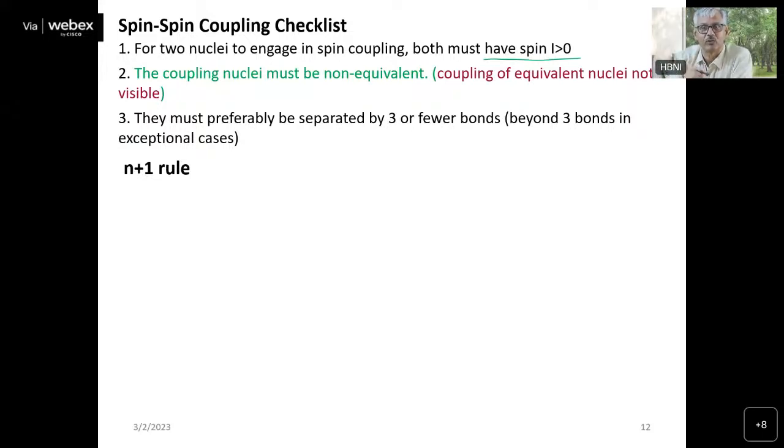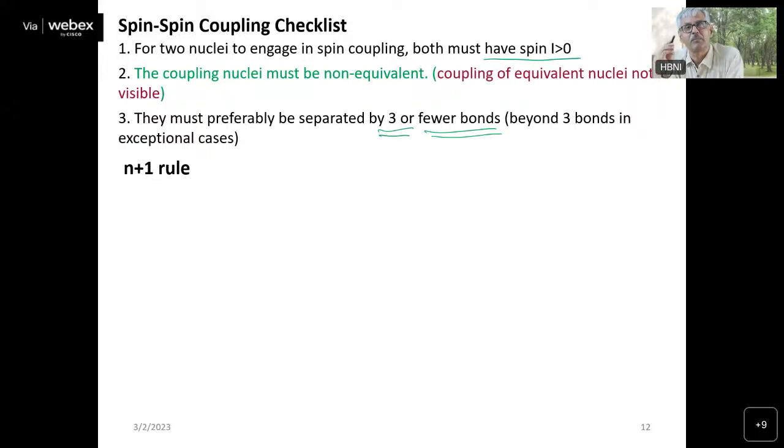That will be my third lecture on spin-spin coupling. So equivalent nuclei also couple. They must preferably be separated by 3 or fewer bonds. This coupling does not happen through space; it happens through the bonding electrons. The nucleus couples with an electron, then that electron couples with another electron, and then it goes to the next nucleus. Beyond 3 bonds the value becomes so small that it is not visible, or it matches with the natural line width.